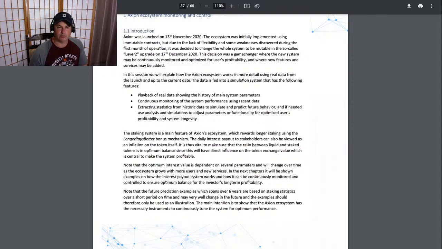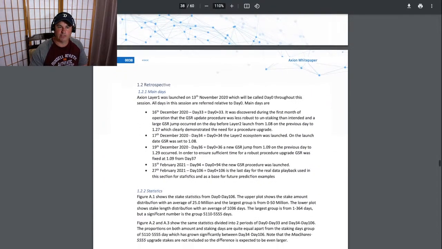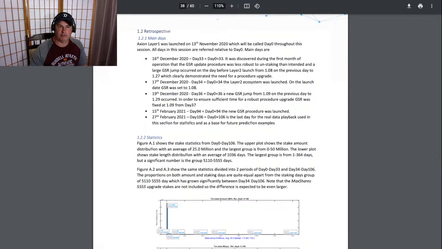In the next chapters, examples will be shown of how interest payout systems work and how they can be continuously monitored and controlled to ensure optimum balance for the investors' long-term profitability. Note that the future prediction examples, which span over 6 years, are based on staking statistics over a short period of time and may very well change in the future, so the examples should be used as an illustration. The main intention is to show the Axion ecosystem has the necessary instruments to continuously tune the system for optimal performance. And that's a very important aspect to know, that the team can tweak things as required to reflect supply, demand and value. So you've got perspective, you've got main days here.